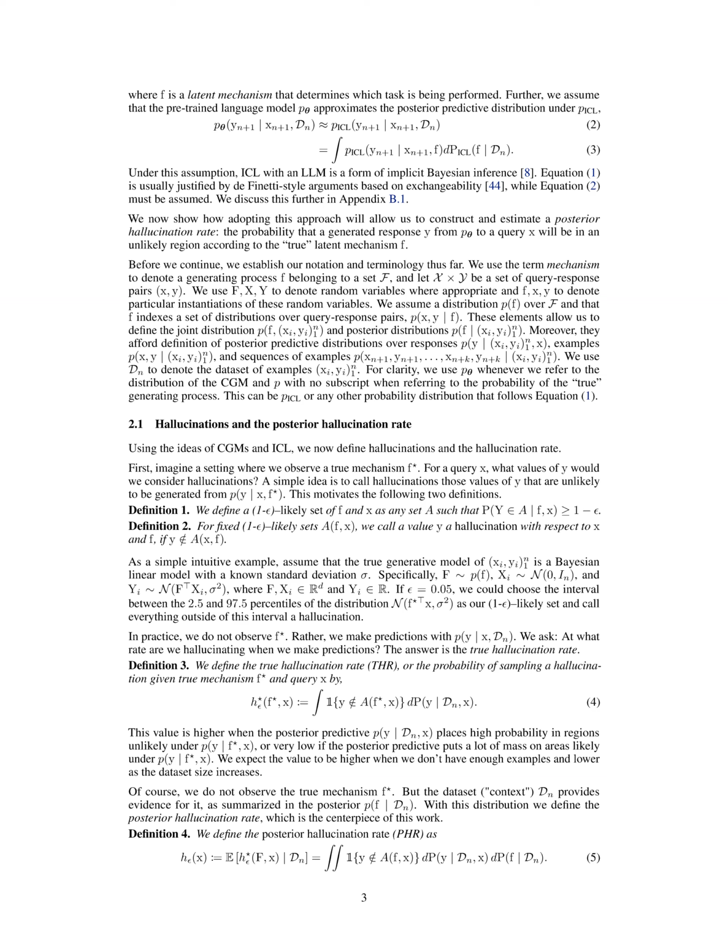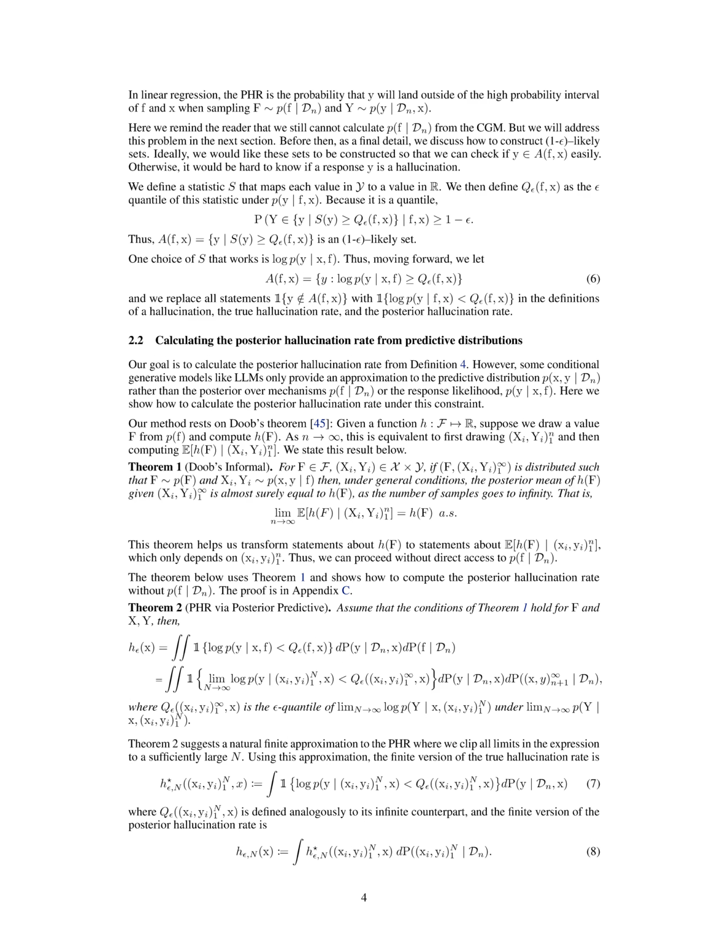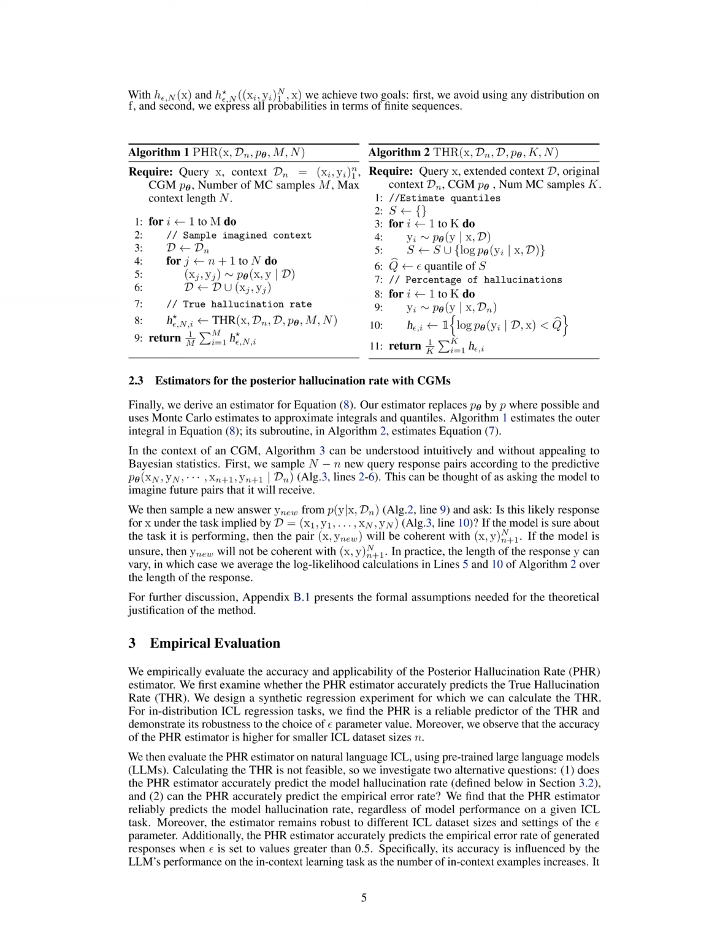3. Defining hallucinations and hallucination rate. Hallucinations are defined as values that are unlikely to be generated from the true mechanism. The true hallucination rate, THR, is the probability of sampling a hallucination given the true mechanism and query. 4. Posterior hallucination rate, PHR.